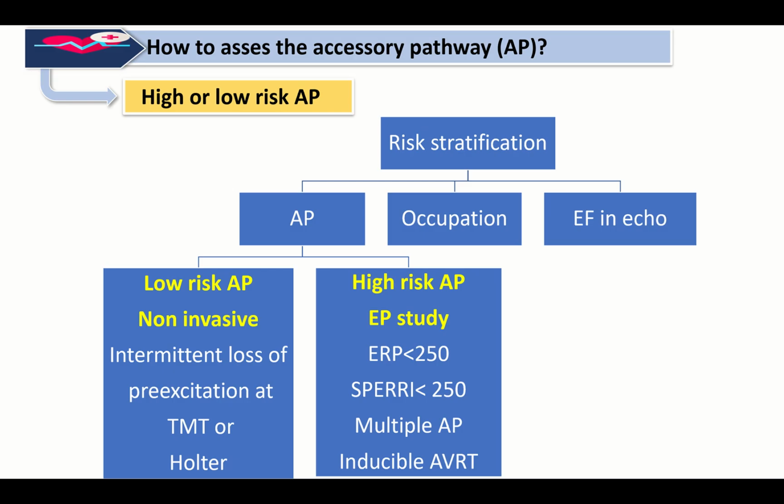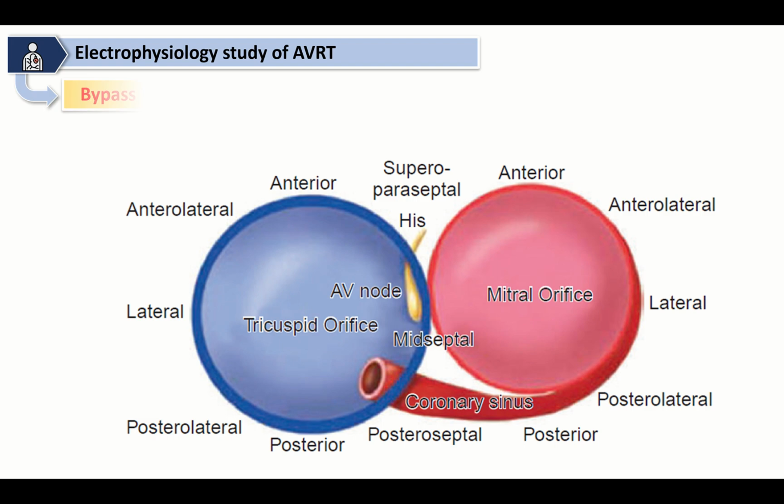In EP study and invasive strategy, we have to assess the accessory pathway effective refractory period reaching 250 milliseconds or less, or shortest RR interval during AFib less than 250, multiple accessory pathways, or induction of tachycardia. All of these confirm it's a high risk accessory pathway and we have to ablate.